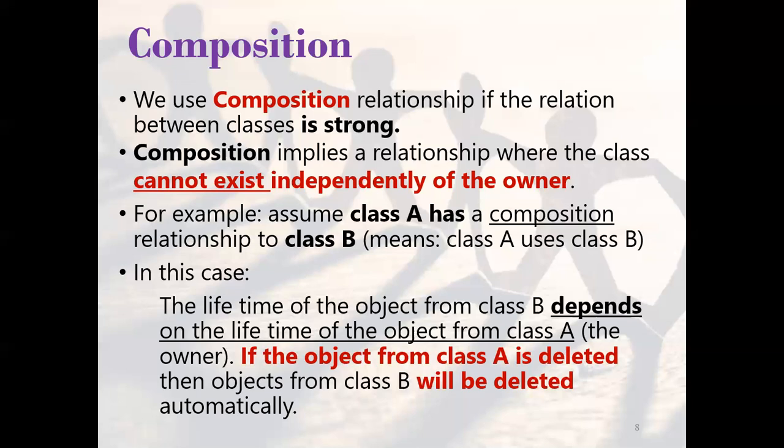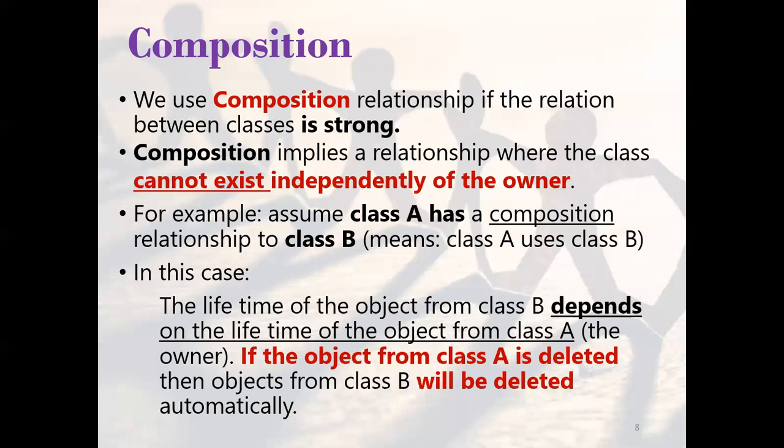is automatically deleted. Okay, assume class A has a relationship with class B. It means A uses class B, and if A is removed, the parent is removed, then the child should be removed.